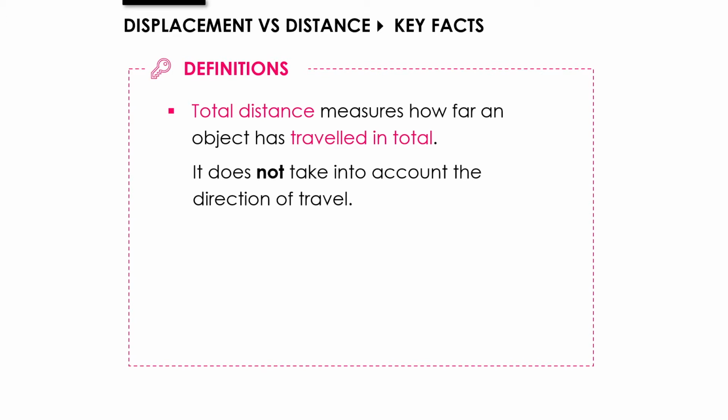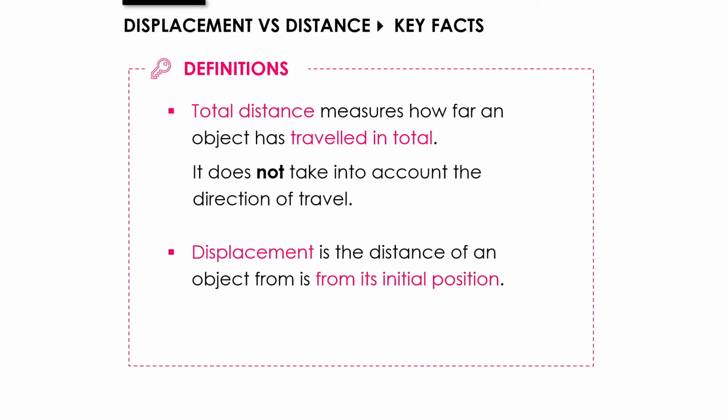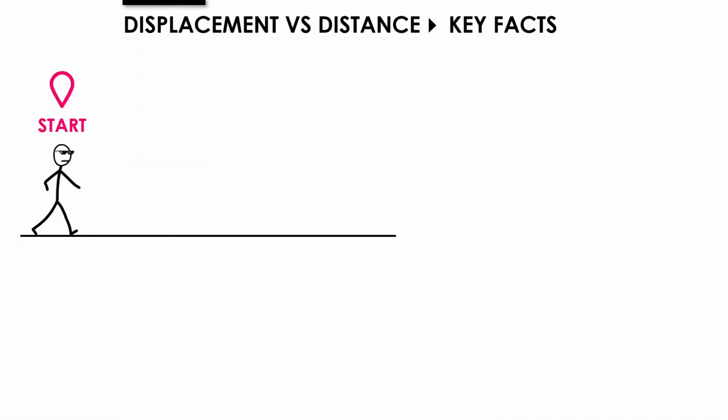I'd like to contrast that with displacement, which measures how far an object is from its initial position. For the displacement, it does take into account the direction of travel, because if something travels in one direction and then changes direction, its displacement will not be the same as the distance travelled. Let's illustrate this with an example.